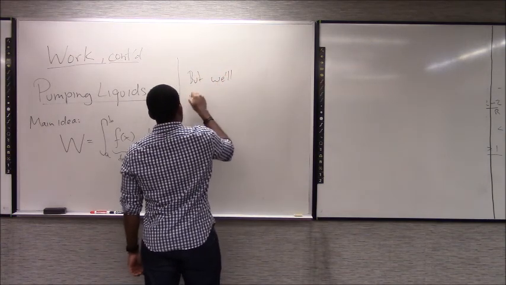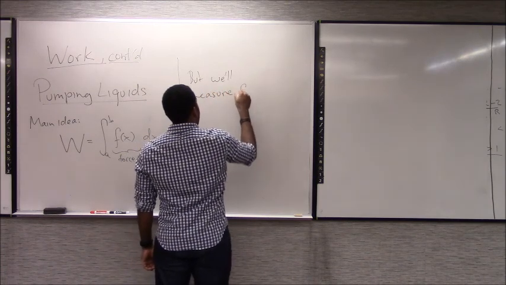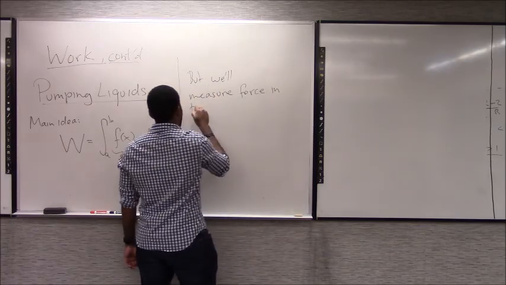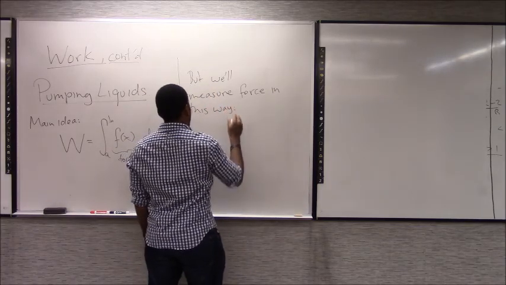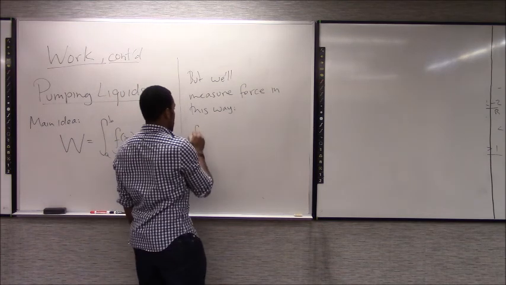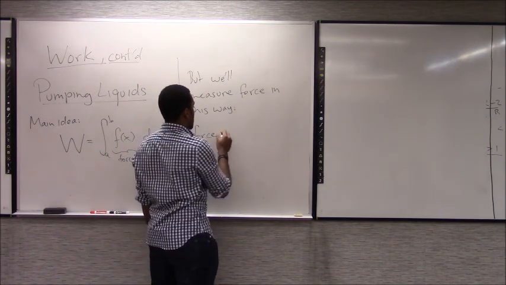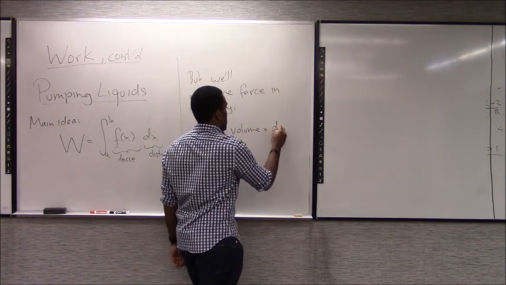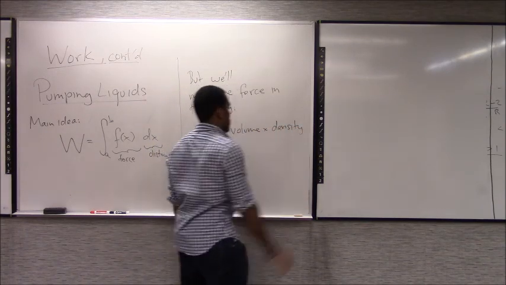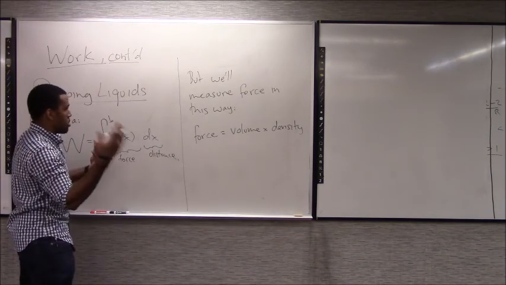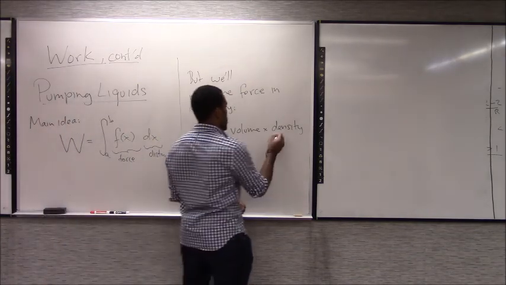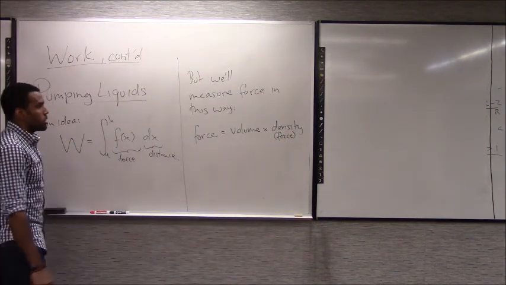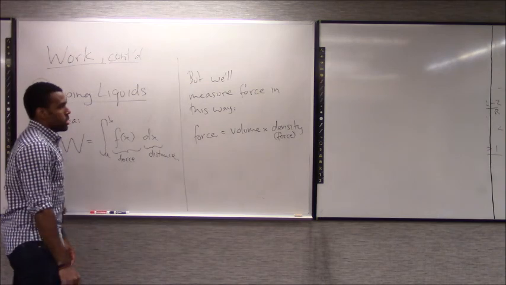But now, we are going to measure force in a particular way. We're going to think of force as a volume times a density. Now, normally we think of density in terms of mass, like grams per liter, but we're going to think of the density as a force in this case. So like pounds per liter. So it's the volume times the density.